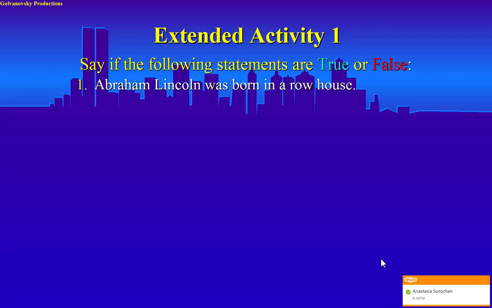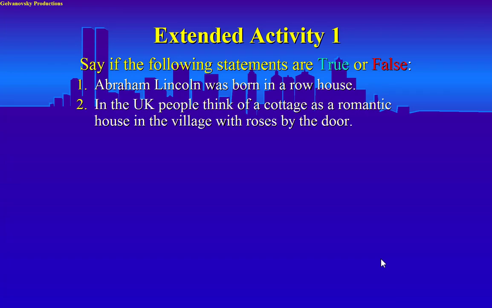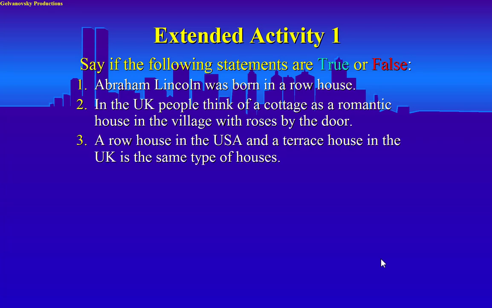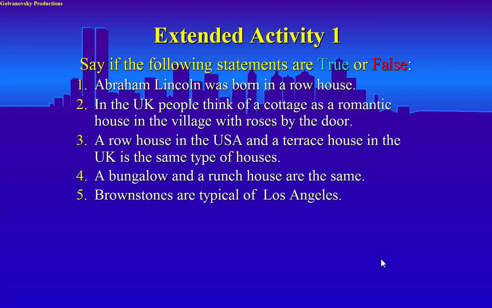1. Abraham Lincoln was born in a row house. 2. In the UK, people think of a cottage as a romantic house in the village with roses by the door. Statement 3. A row house in the USA and a terrace house in the UK is the same type of houses. 4. A bungalow and a ranch house are the same. 5. Brownstones are typical of Los Angeles.